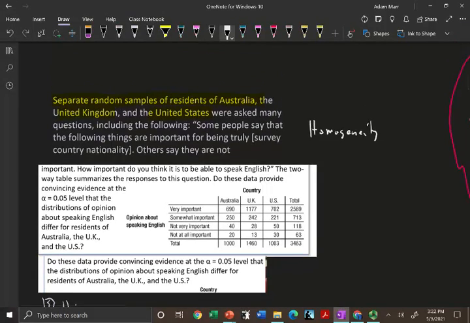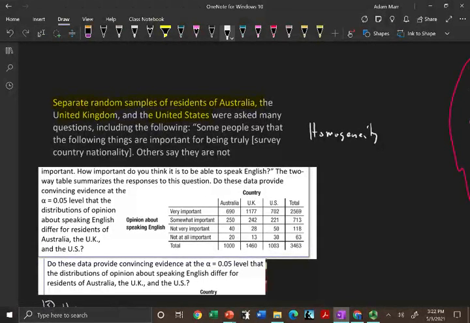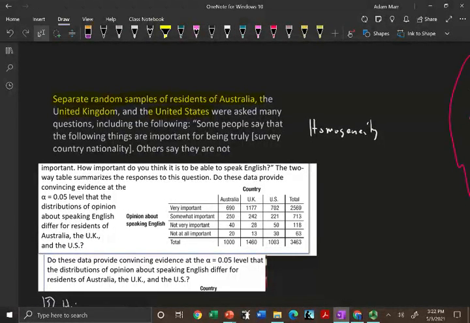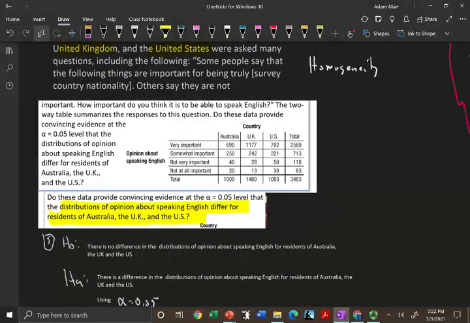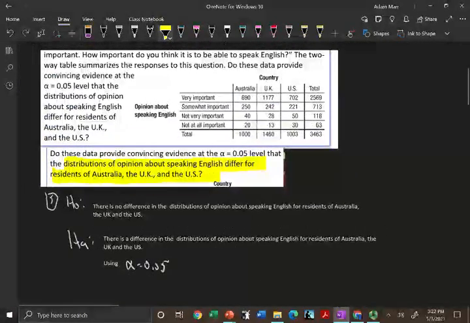Okay, so the null hypothesis. We're talking about the distributions, homogeneity. And the question asks, does the data provide convincing evidence that the distributions of opinion about speaking English differ for residents of Australia, UK, and US? So we'd say there's no difference in the distribution of opinion about speaking English for residents of Australia, UK, and US. Alternative, there is a difference in the distributions of opinion about speaking English for residents of Australia, the UK, and US. Alpha is 0.05. All good right there.